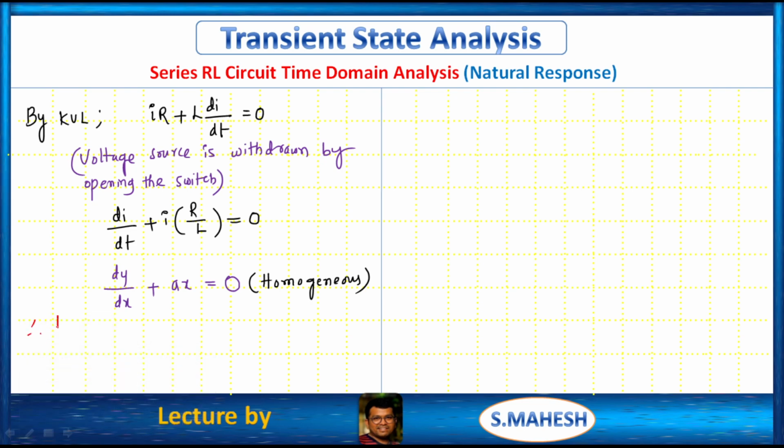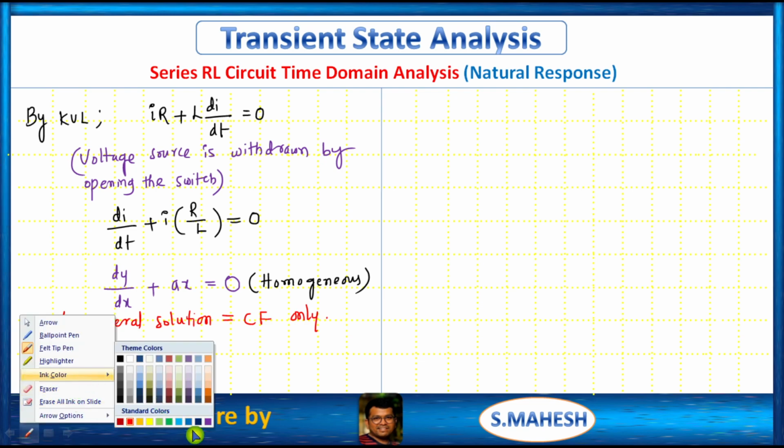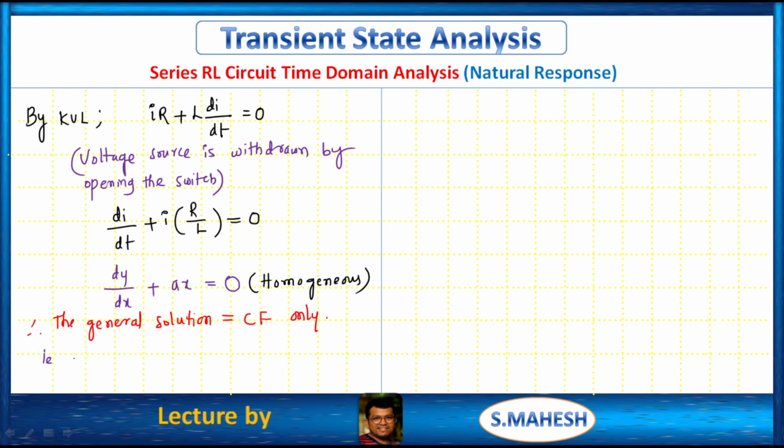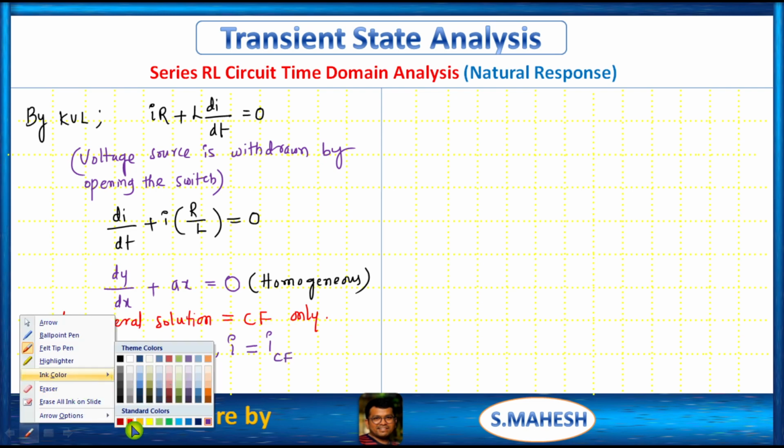Therefore the solution equals the complementary function only. We don't have any particular integral if it is a homogeneous function. That is the natural response. We have to calculate I, which equals the current of the complementary function. That's it. We have to calculate I CF.